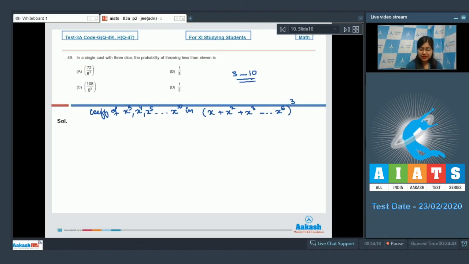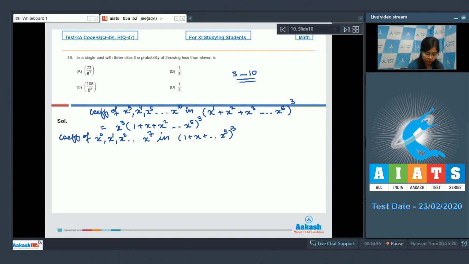Now, when we throw a dice, it will give us a number between 1 to 6 and it is thrown 3 times. So we have taken the power as 3. So we want these coefficients in this term. If we take x common here, we have x cube into (1 plus x square and so on up to x raised to the power 5) whole cube. So we need the coefficient of x raised to the power 0, x raised to the power 1, x raised to the power 2 and so on up to x raised to the power 7 in (1 plus x square up to x^5) whole cube. Right?